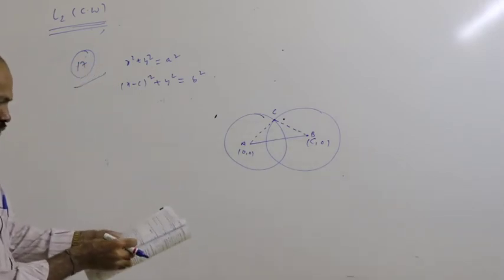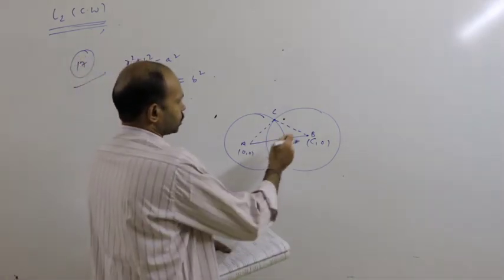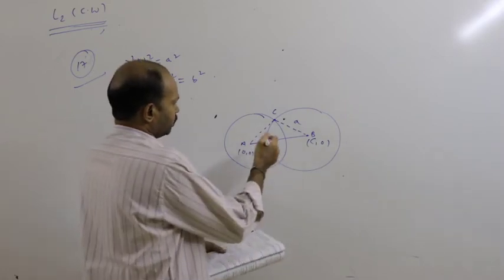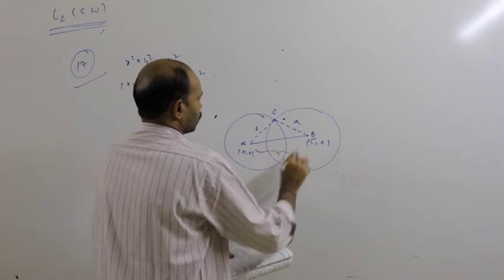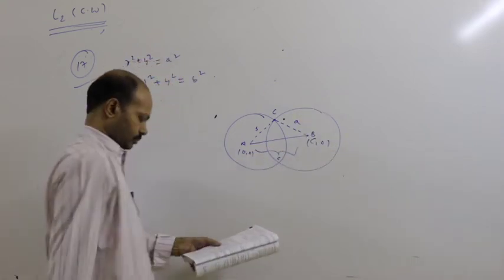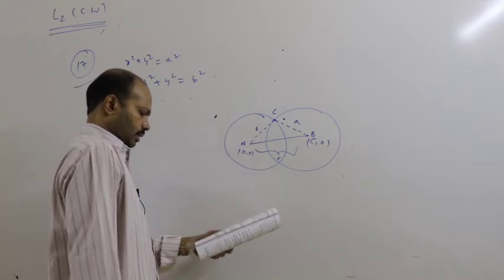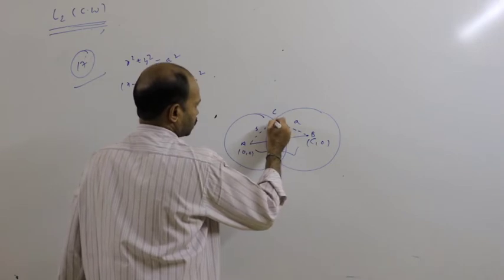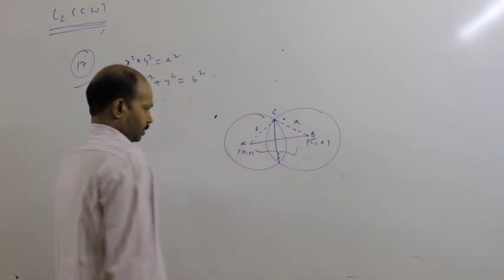Given small a, small b, small c are the lengths of BC, CA, and the total length AB is small c. Then find the length of the common chord. He is asking for this common chord, you know. This total length he is asking.